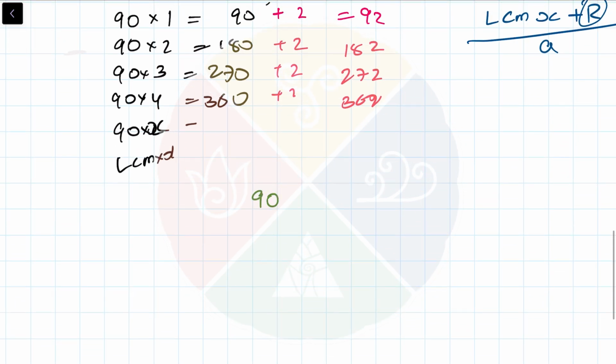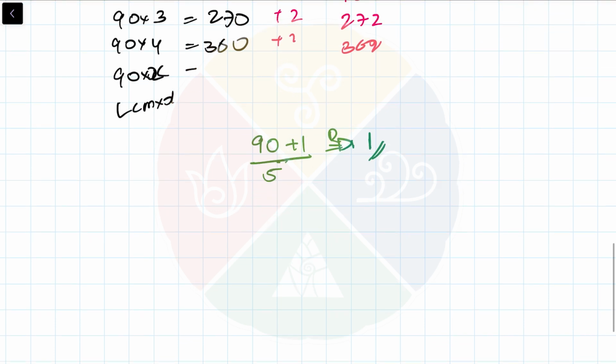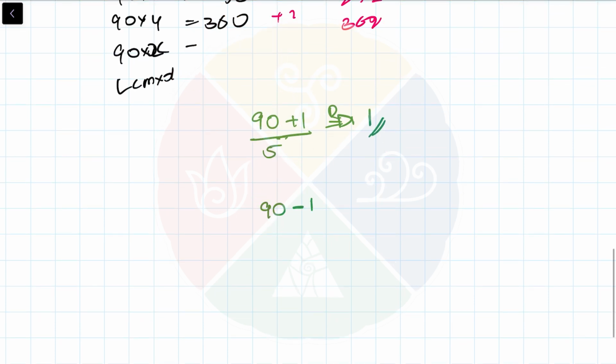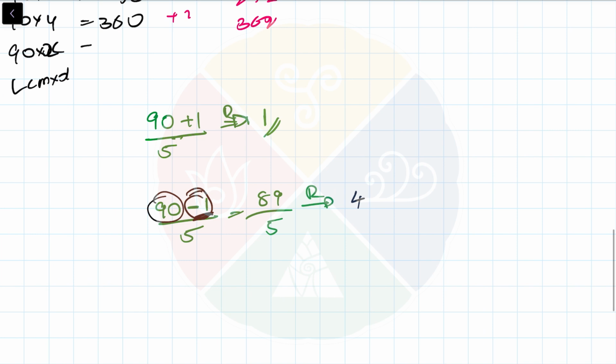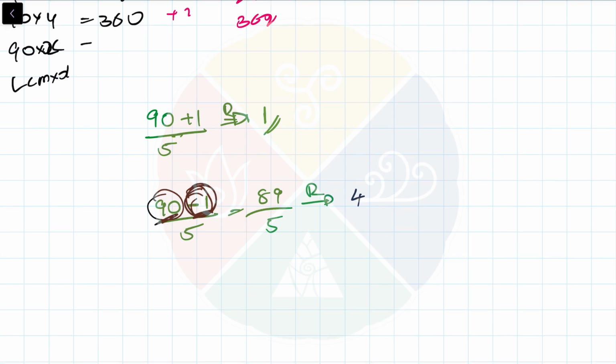So when I told you that 90, which is the LCM of these numbers, is divisible by all these numbers, let's say 5. If I add plus 1, then I will get the remainder 1. Similarly, if I take this 90 and subtract 1, then I get 89 divided by 5. Interestingly, the remainder will be 4. The other way to find that is that I'm subtracting 1 from this divisible value, so the remainder will be 5 minus 1, or 4.